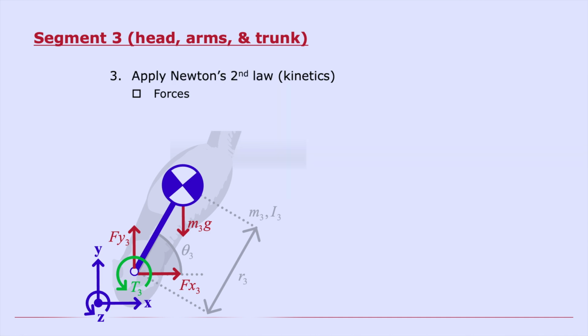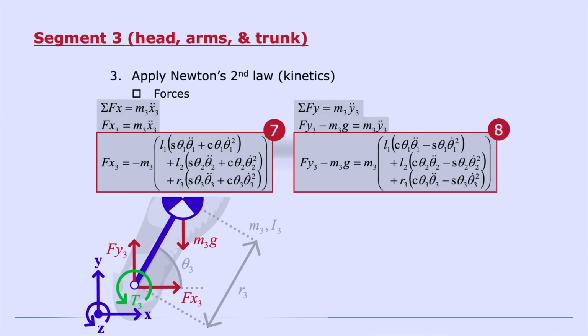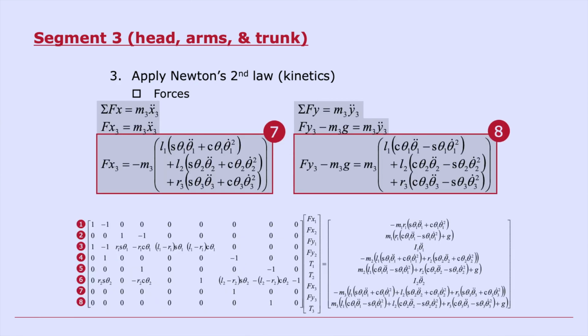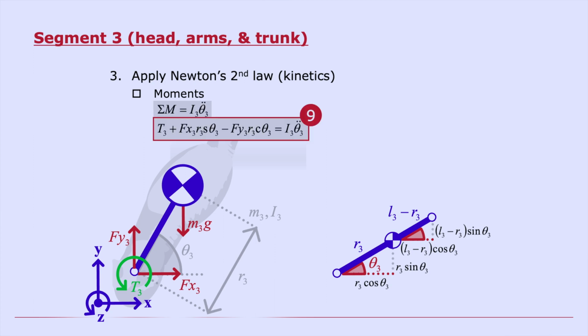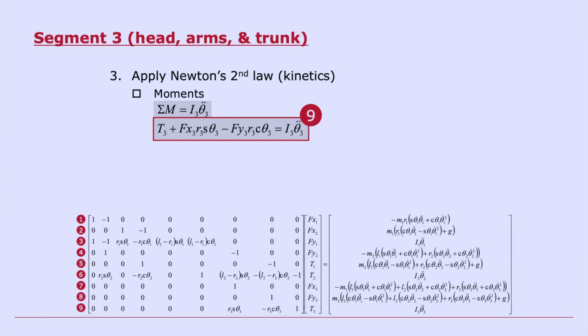In step 3, we'll apply Newton's second law. Here are the force equations. We can add these to our system. And finally, for moments, here's the expression, and add that to our system. Now we have 9 equations, and we would have 9 unknowns if we hadn't measured ground reaction forces, so we could solve this system.